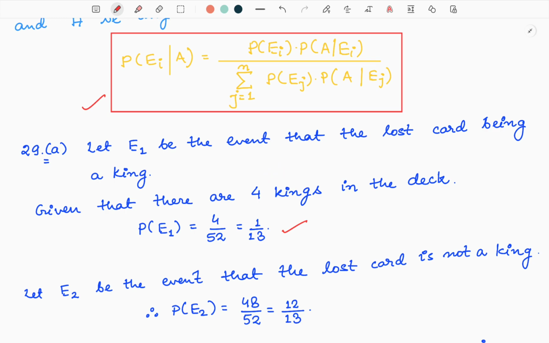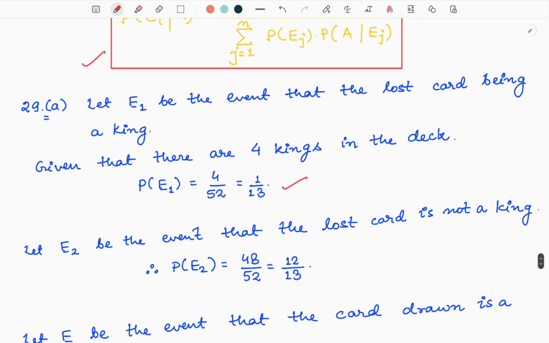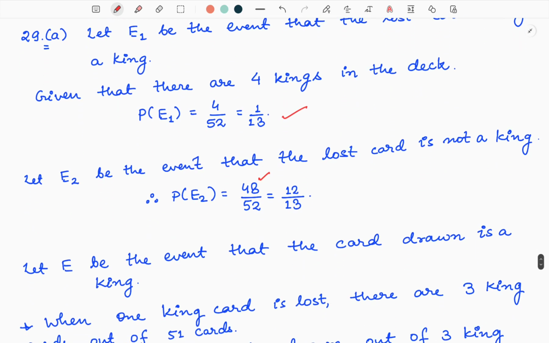Now if a king is not lost, some other card is lost, then out of 52 only 4 are kings, and the remaining 48 are other cards. So there is a chance that out of 48 cards, one card is lost. So the number of outcomes associated with E2 is 48 and the total number of outcomes is 52. So the probability of E2 will be 12 by 13. And take another event E, which says that the card drawn is a king.